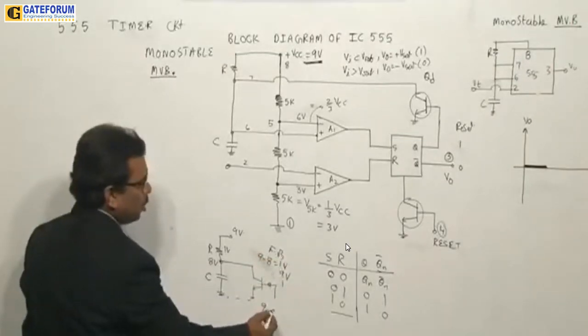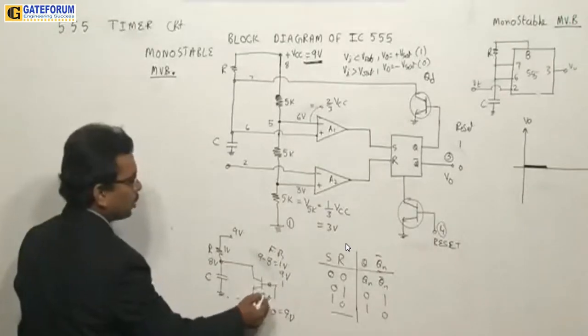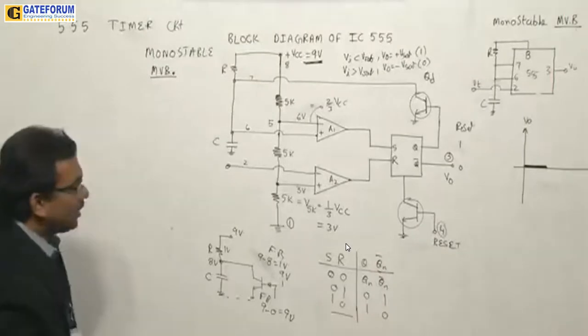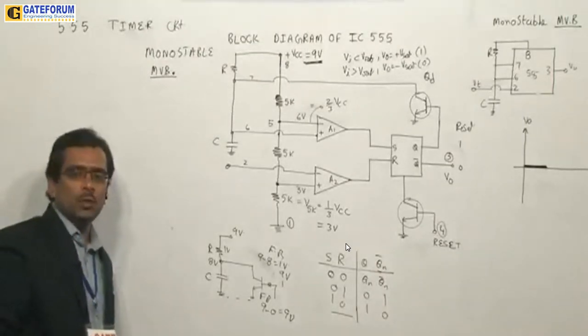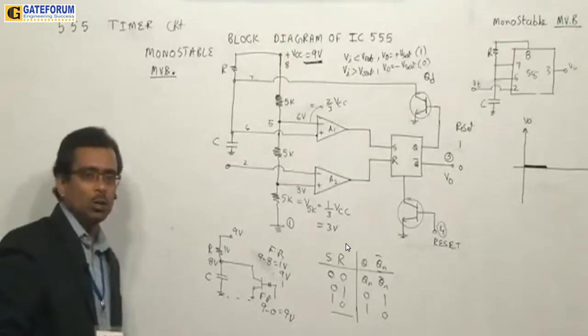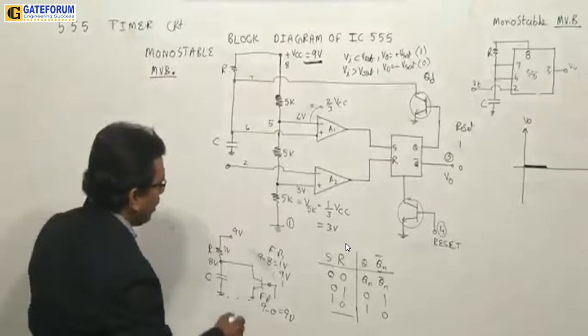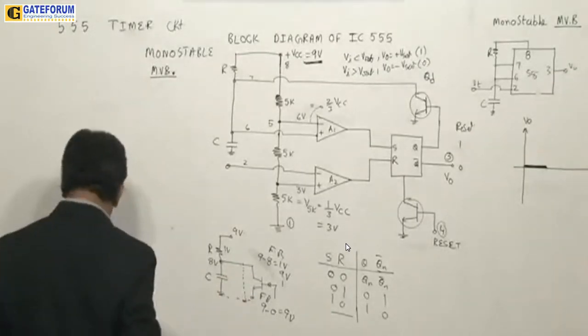This junction is forward biased. 9 minus 0, I write, equal to 9 volts. So this junction is also forward biased. Both are forward biased. The transistor is in saturation. Under saturation condition, the transistor is going to work as a closed switch, or a short circuit you can say. So this transistor will act as a short circuit.